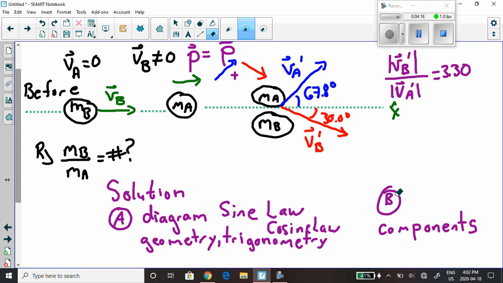Or perhaps you want to use components. That'll work too. You know the angles, you can break things down and move forward. But it's all based on the law of conservation of momentum. And then how you decide it is up to you. It's all I really feel comfortable saying.